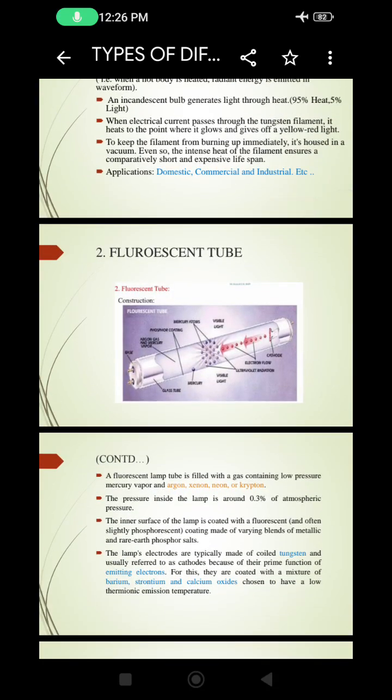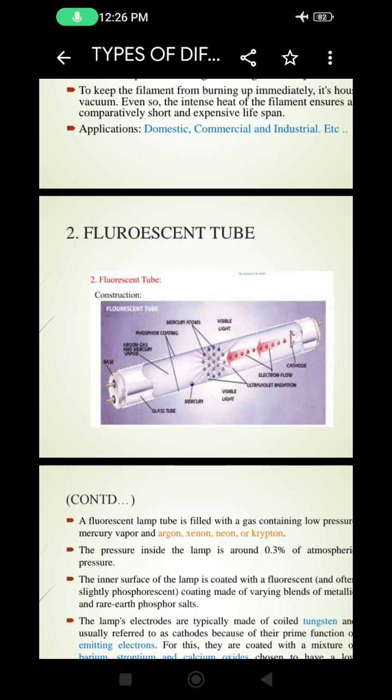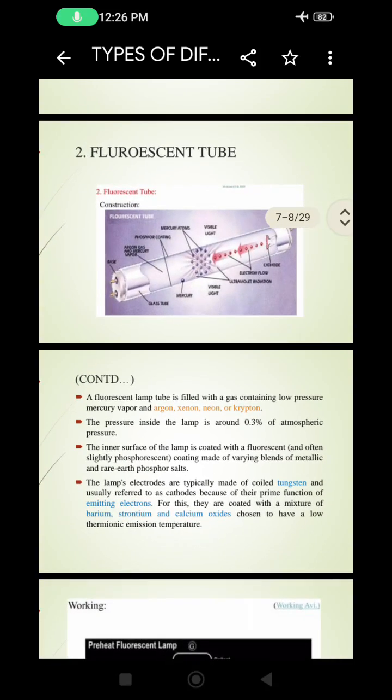The second one is the fluorescent tube. The image of a fluorescent tube is given here, and these are the components of a fluorescent tube. A fluorescent lamp is filled with a gas containing low pressure mercury vapor and argon, xenon, neon or krypton. The pressure inside the lamp is around 0.3% of atmospheric pressure, and the inner surface of the lamp is coated with a fluorescent, and in some cases slightly phosphorescent, coating. The coating is made of varying blends of metallic and rare earth phosphor salts.